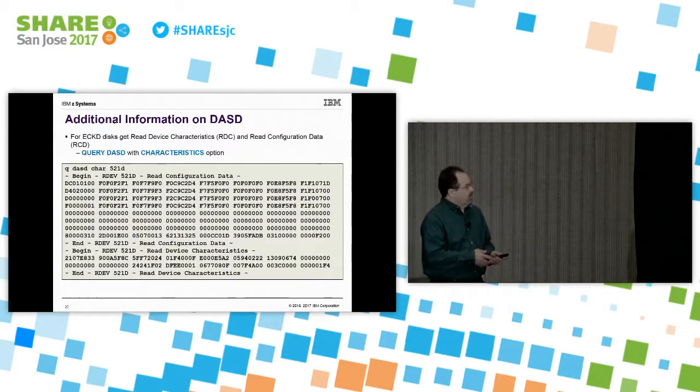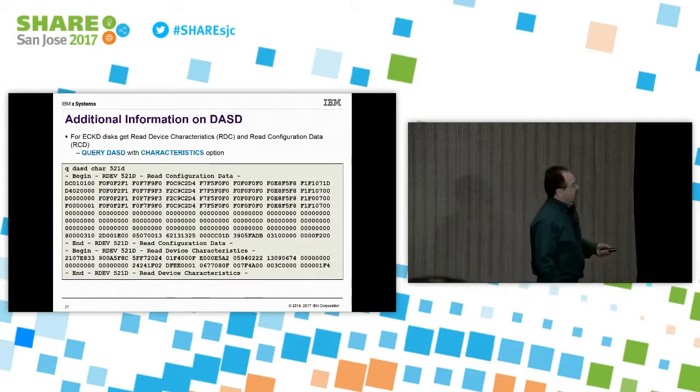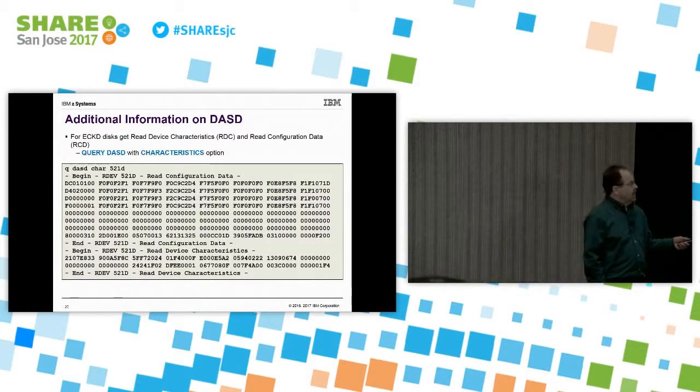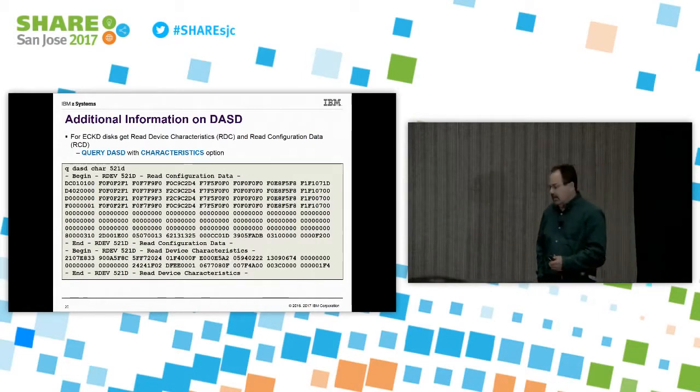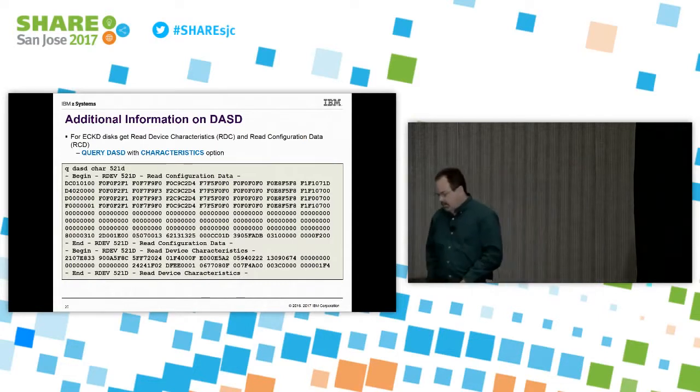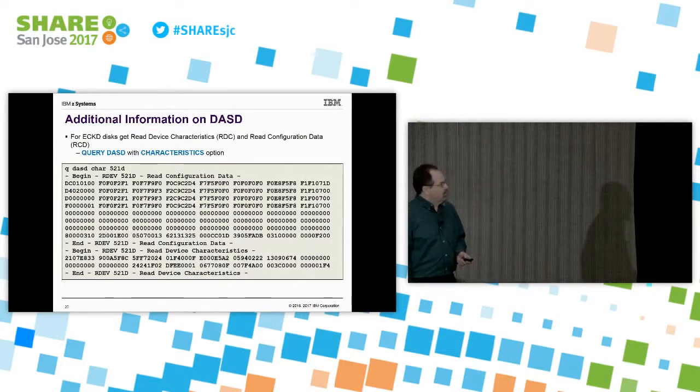And on QUERY DASD, with the characteristics option for ECKD, you can get the read device characteristics and the configuration data. Again, the hex data. That's not always fun to read, but you can see it there as well.